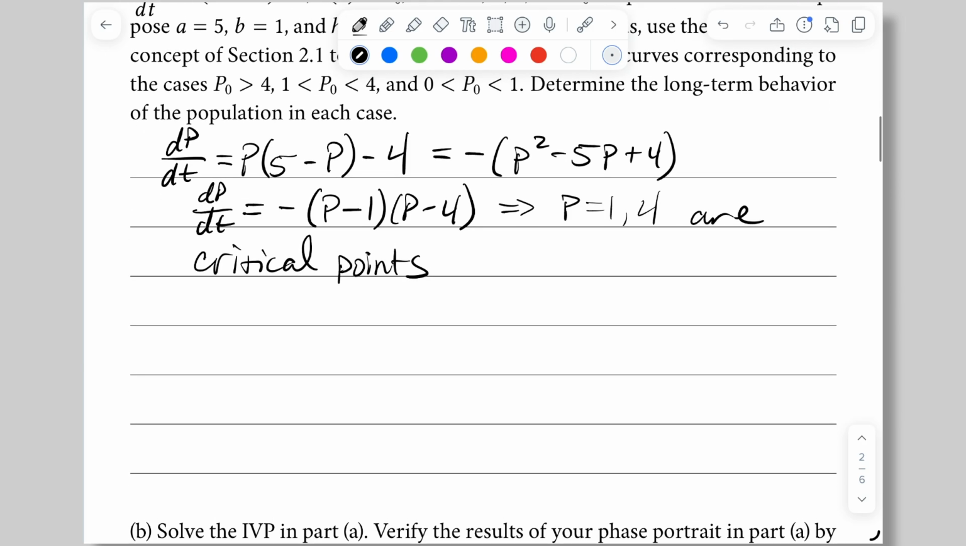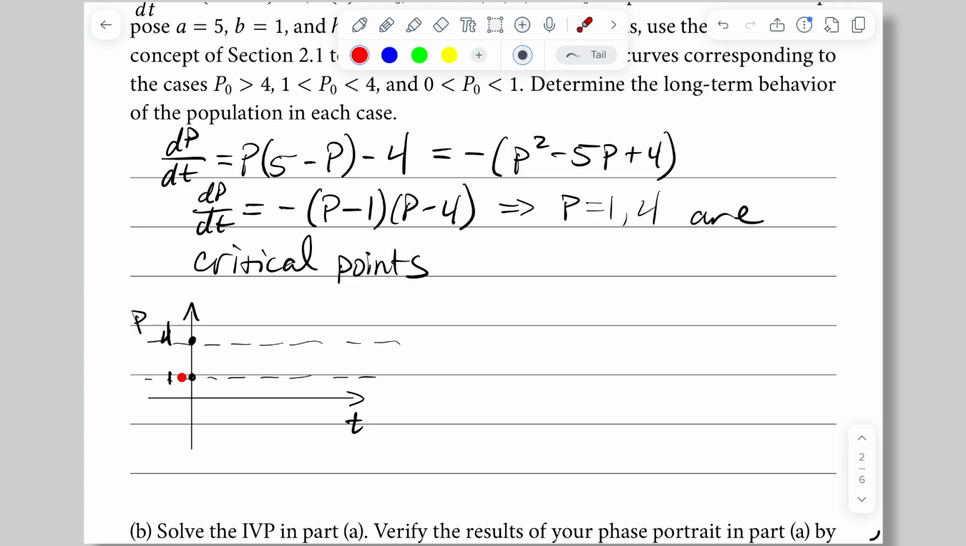We can draw a two-dimensional diagram that will illustrate what solutions look like over time for various initial populations. I've given a two-dimensional plane here with a horizontal t-axis and a vertical P-axis, and we have points of interest at 1 and 4. Those are our critical points that give steady-state solutions.